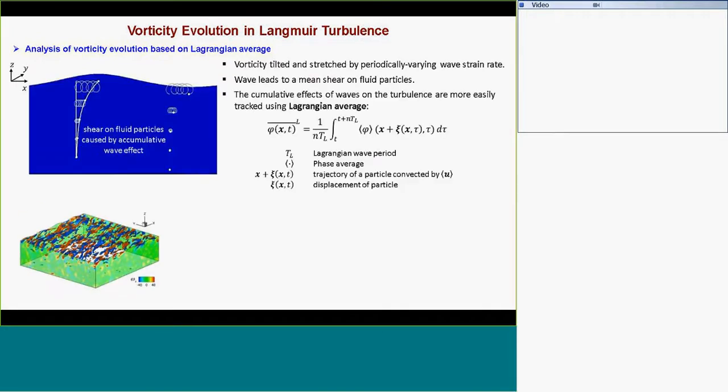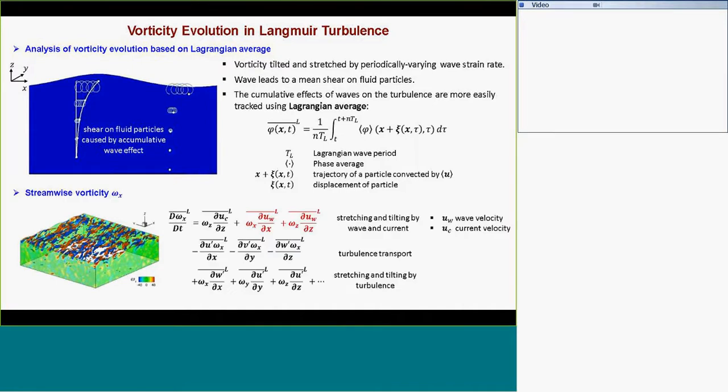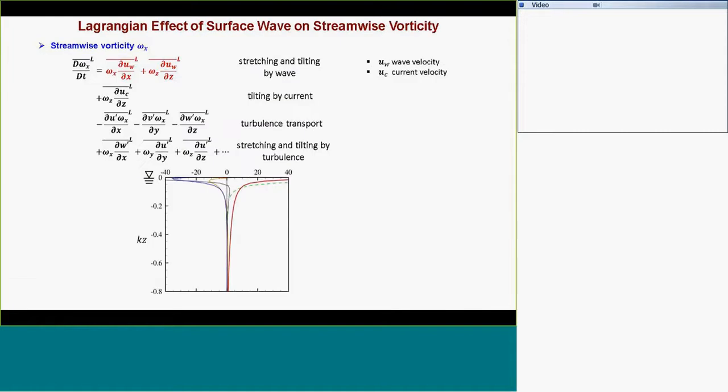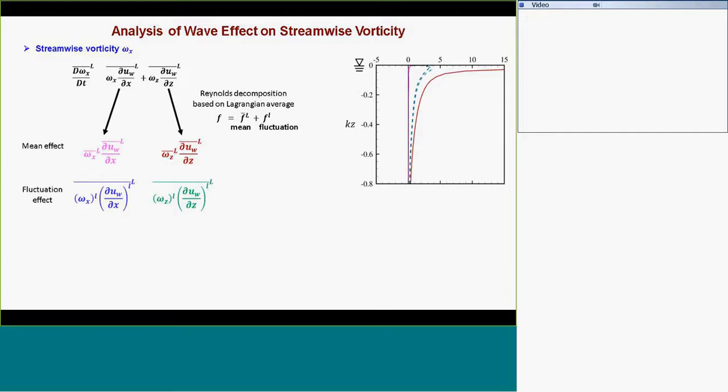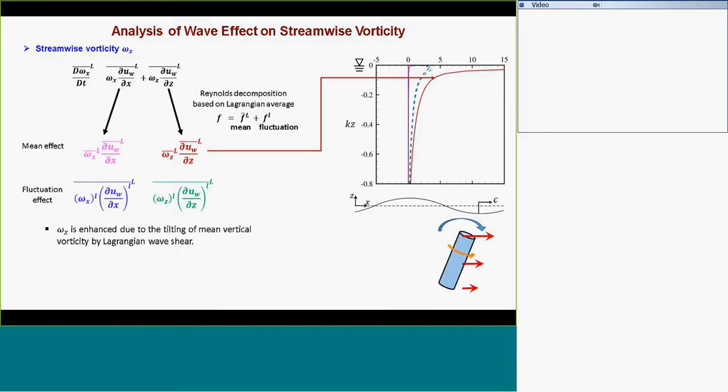So let me just jump to the conclusion first. What we observed is that this wave effect is really important. Earlier I said the explanation of Langmuir, of Craik-Leibovich theory, is about those vertical vortices being turned into the horizontal direction to eventually form horizontal counter-rotating vortices. From our direct simulation, we verify this theory. So this part is captured, which means that theory is a good theory.